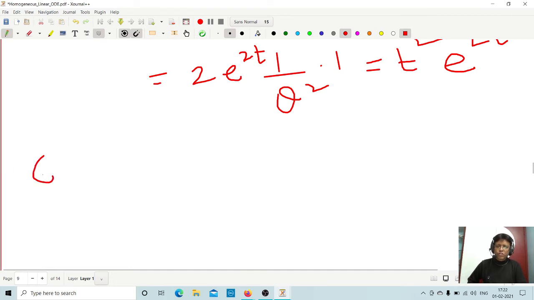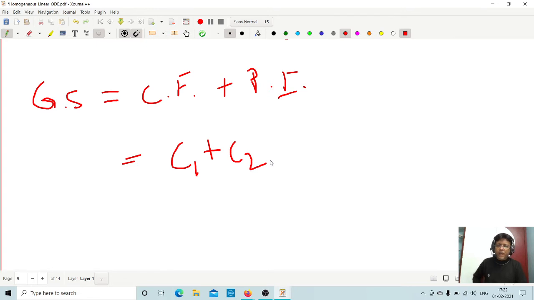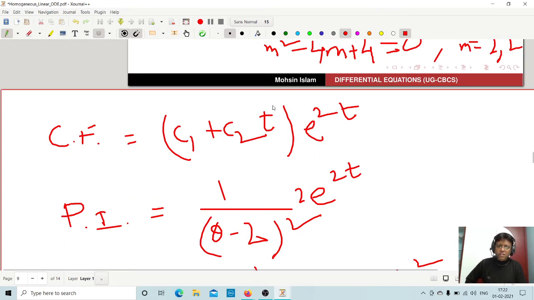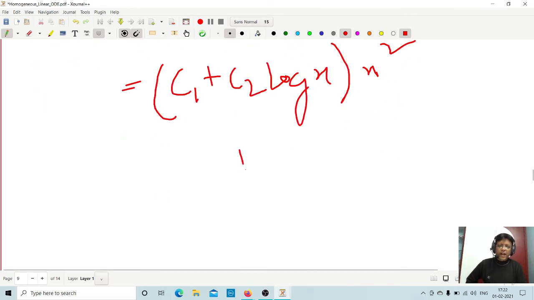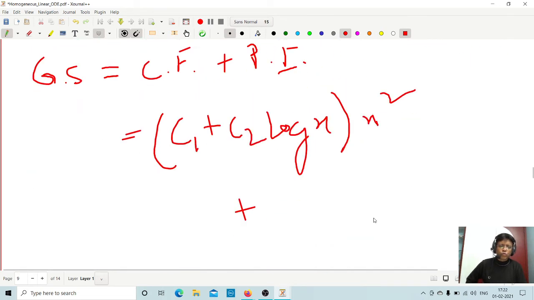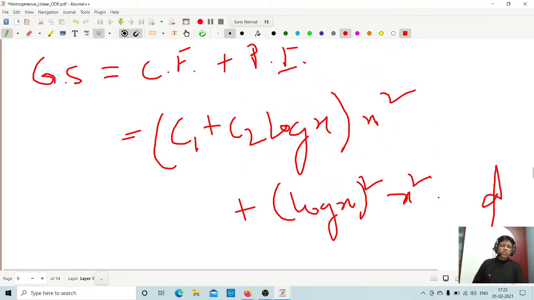So finally your general solution is CF plus PI, right? You have to write that complementary function plus particular integral, right? So your complementary function is c1 plus c2. Now you can replace your t by x, because your final calculation must have x. So your t is log x, so you can replace t by log x, and e^t is x. And you have the PI as t squared e^(2t), so it will be (log x) whole squared times x squared. So this is your answer. This is your complete general solution, complete primitive, that is CF plus PI.